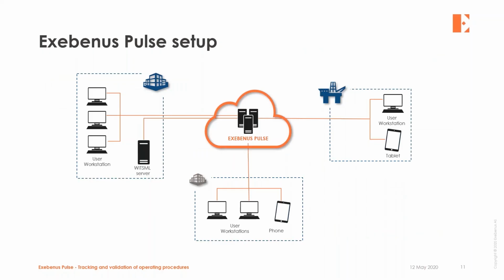In this slide, I'll briefly explain software architecture. In this instance, Exebenus Pulse is hosted as a cloud solution. Users at headquarters or different regions and rigs can access the Exebenus Pulse application through web browsers. For run module demonstrated today, we use the XML data stream to validate and track the activities.